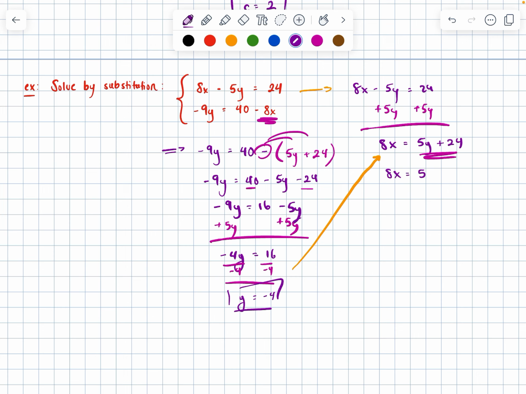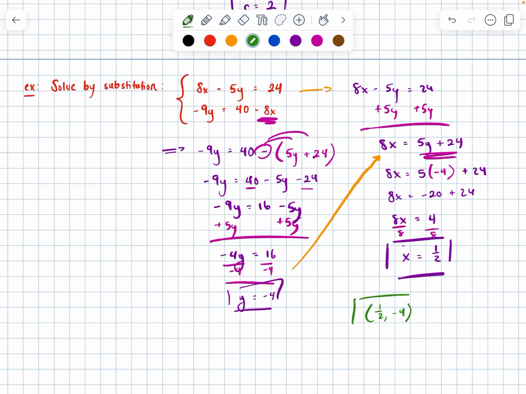So I've got 8x is equal to 5y, but we know that y is equal to negative 4, and then I have a plus 24 at the end. Simplifying, 5 times negative 4 is negative 20. Negative 20 plus 24 is equal to positive 4. And dividing both sides by 8, we find that x is equal to 4 over 8, which reduces to 1 over 2. As an ordered pair, I would write this, of course, as 1 half, comma negative 4, right?